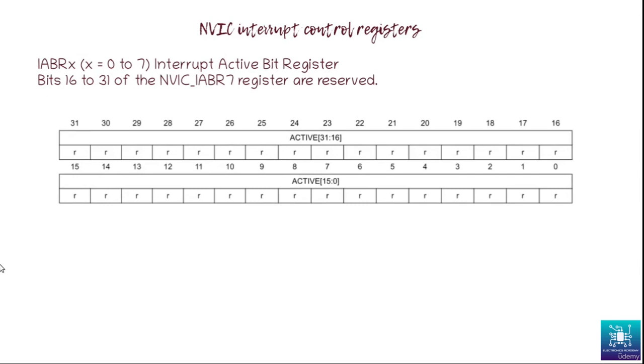Then you have the interrupt active bit register. Now this one actually depicts which are the interrupts that are active currently. So IABR, and again there are 8 registers in this set, but these registers are not byte accessible. We must be aware of that. Now these are 32-bit registers, and we have to do a read, modify, write for all of these registers.